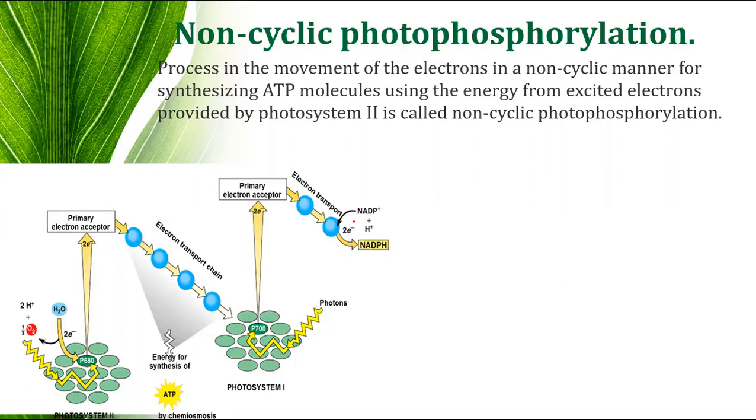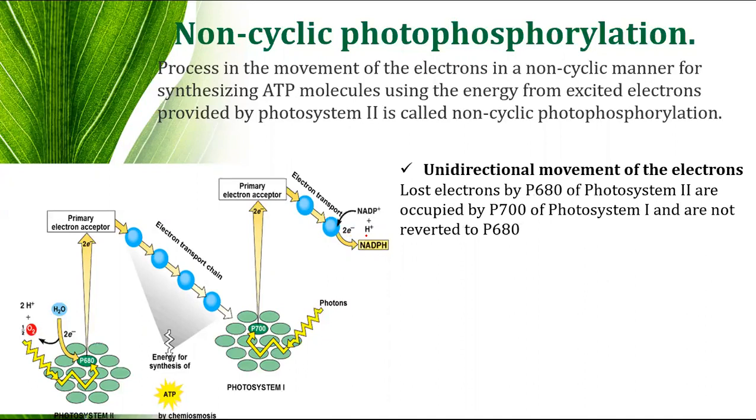Here the water molecule undergoes one of the important processes called photolysis of water. This is only a unidirectional movement of electrons. The electrons do not pass back into photosystem two. The electrons lost by photosystem two are occupied by photosystem one, and are not reverted back. So this is a unidirectional movement of electrons.